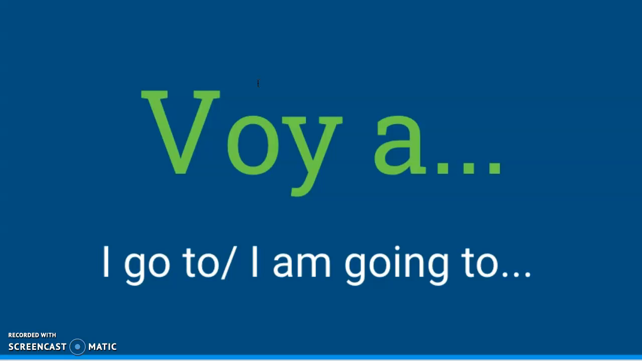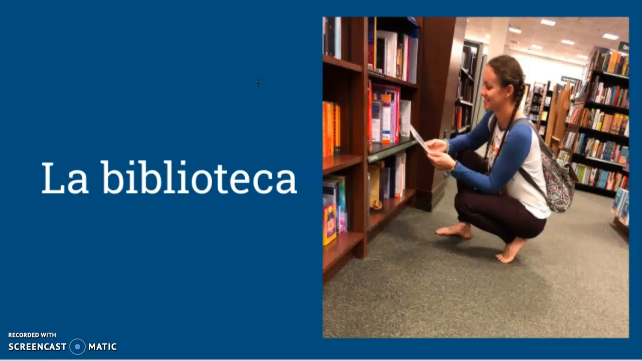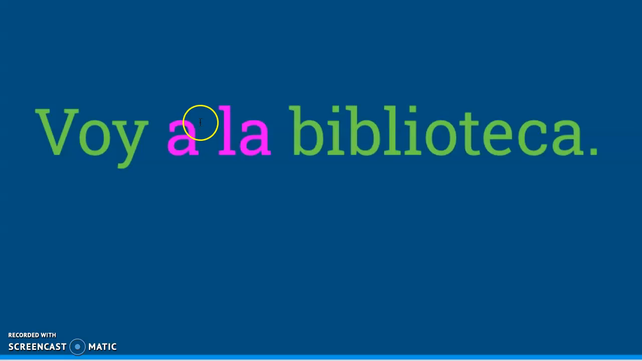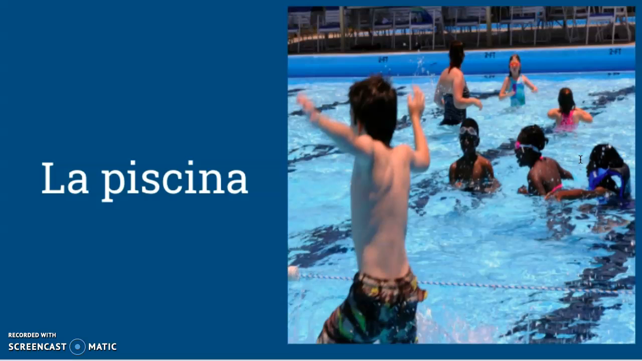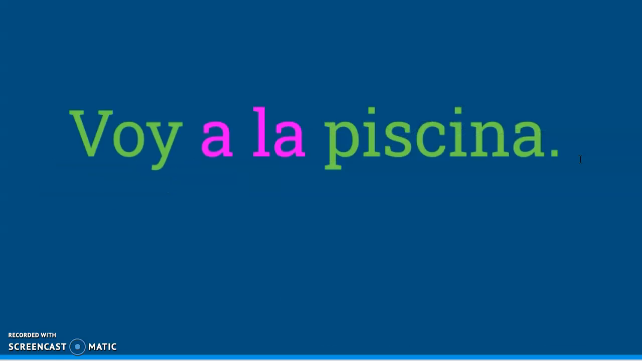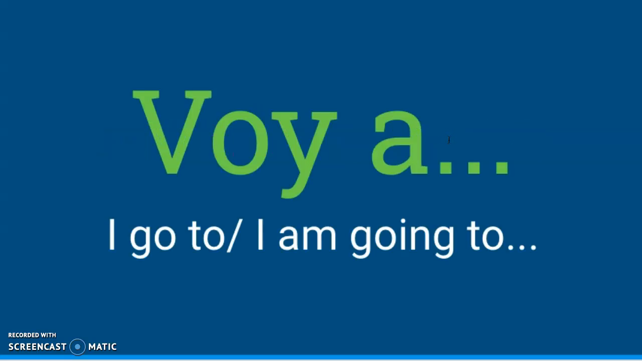So let's say I want to go someplace. I'm going to tell somebody I'm going somewhere. Let's say la biblioteca, the library. All I would need to do is take voy a and then add la biblioteca. So this means I go to, there's the to, and then biblioteca. I go to the library or I am going to the library. The la matches biblioteca since it ends in an A. Or let's say I want to go to the pool. La piscina. Voy a la piscina. Pretty easy. I go to the pool. So pretty easy so far.